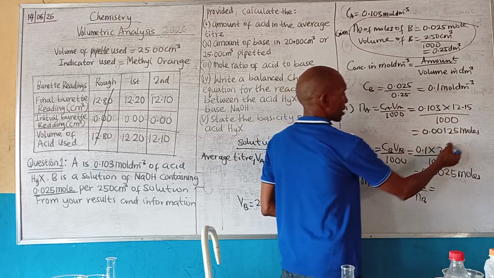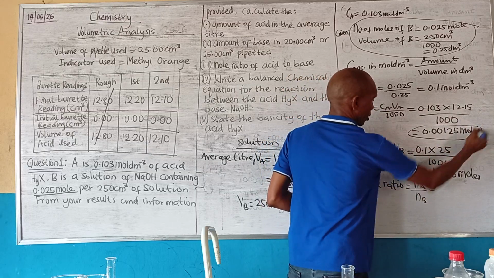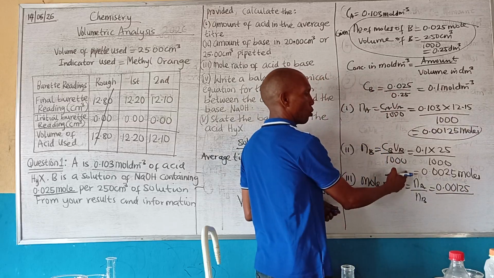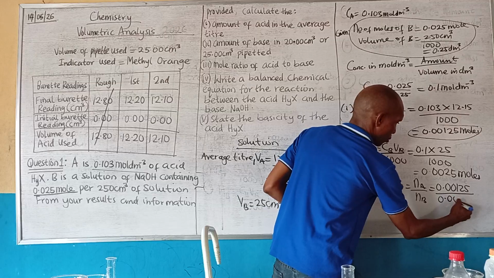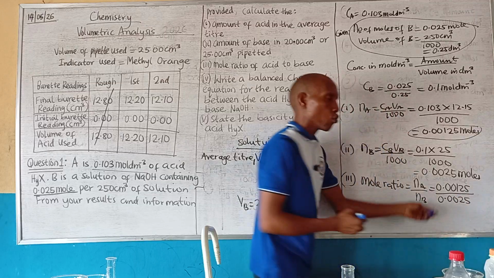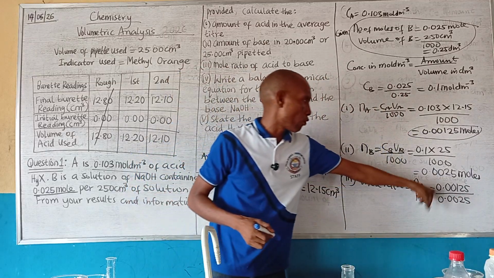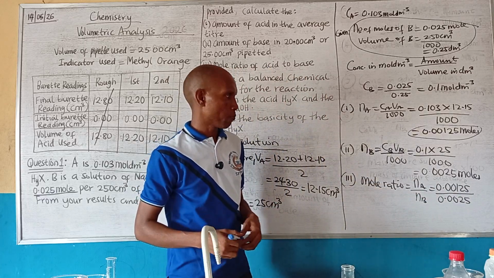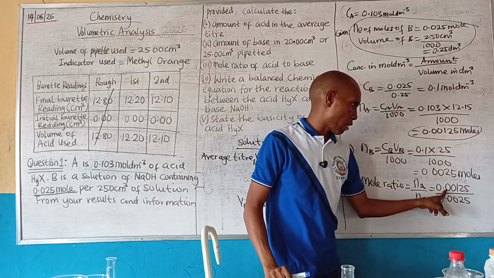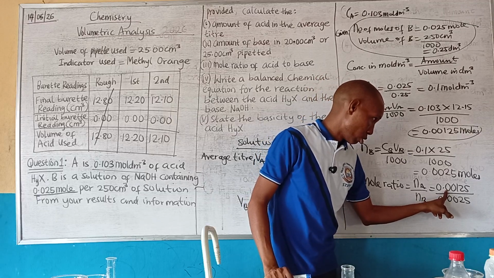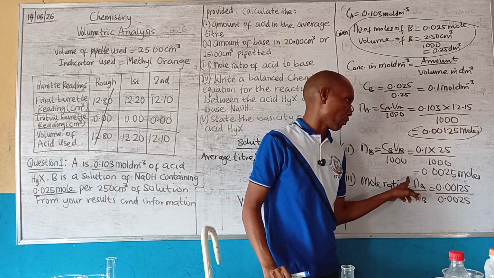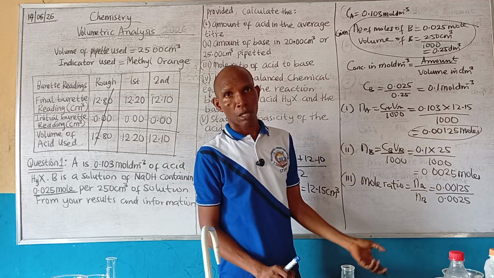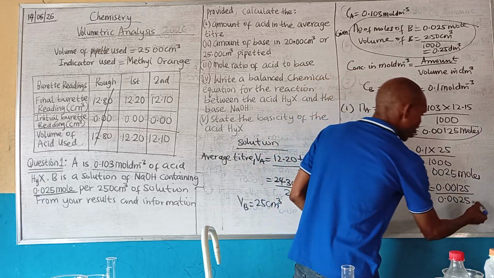So the number of moles of acid is 0.00125, all over the number of moles of the base, 0.0025. Now which of these is smaller? Which of these two values? How many decimal places do we have up here, for the number of moles of the acid? There are 5 decimal places. Then what about the base? So to know the difference, add one more zero here.